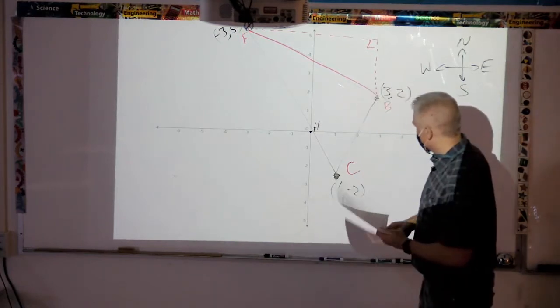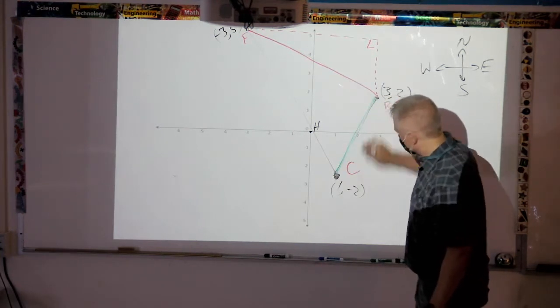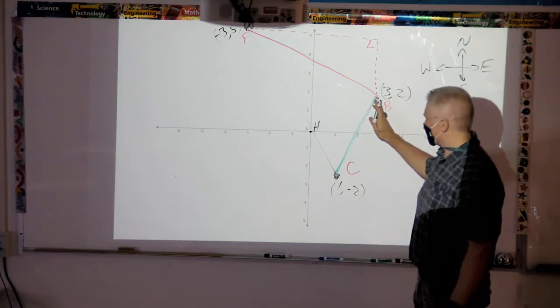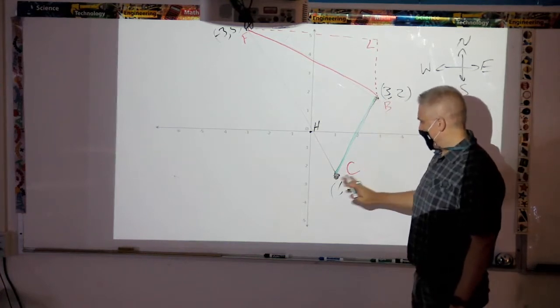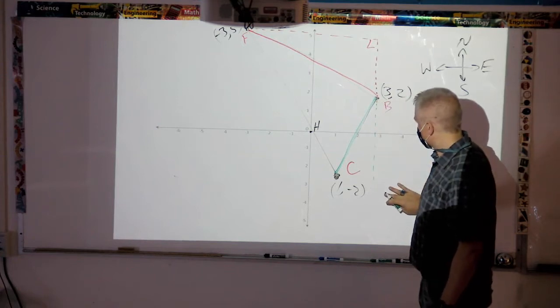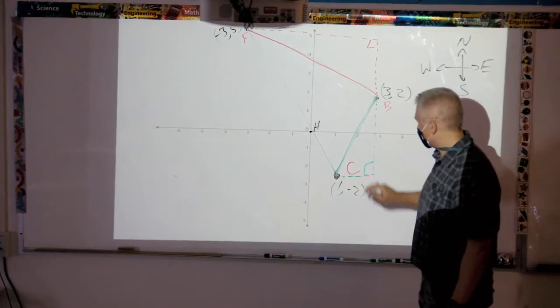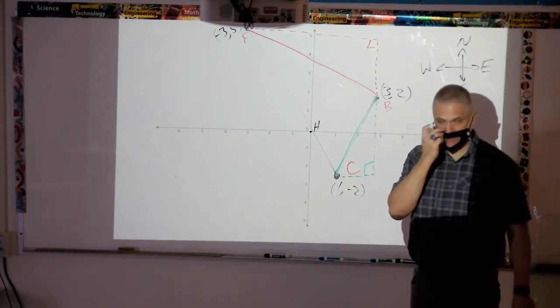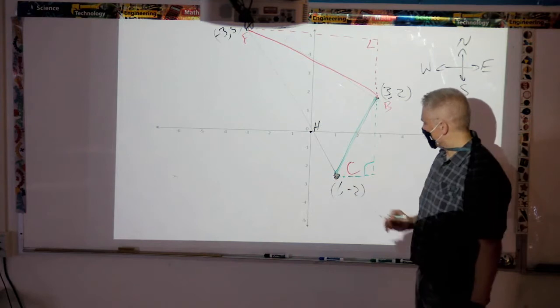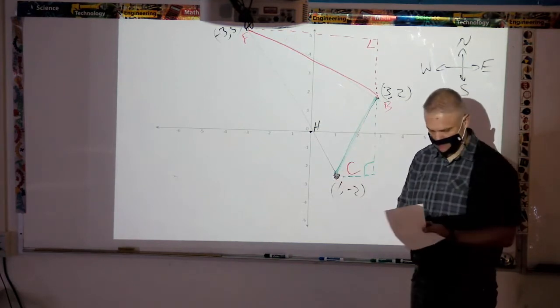Grab a different color. To find BC, we're going to start at B. We have to go down to get to C, so I'm going to go down. And I'm going to go right from C. Again, I'm making a right angle. So now I've got a right triangle. My hypotenuse is segment BC.